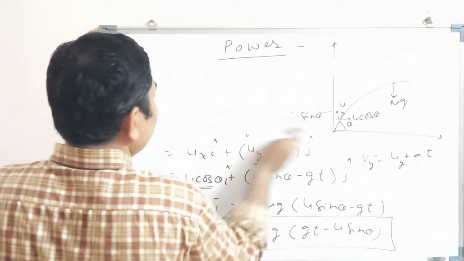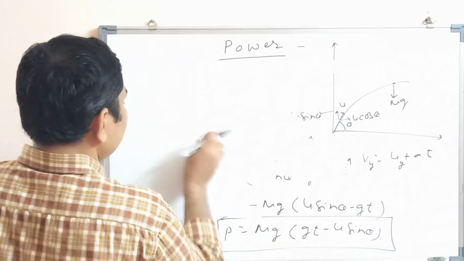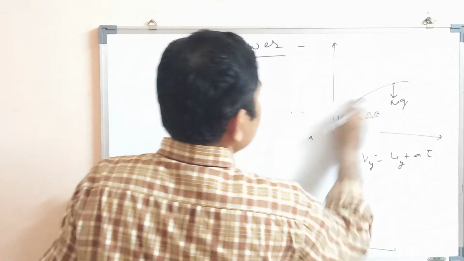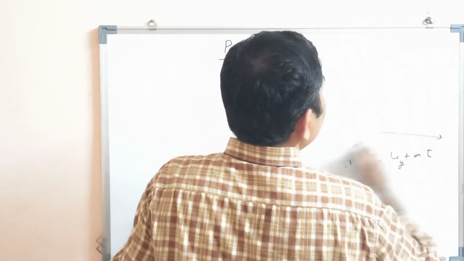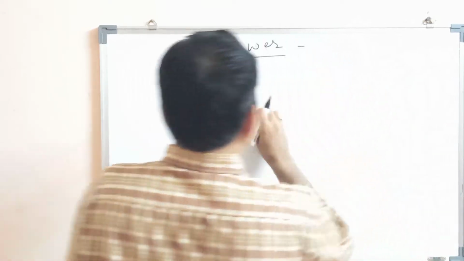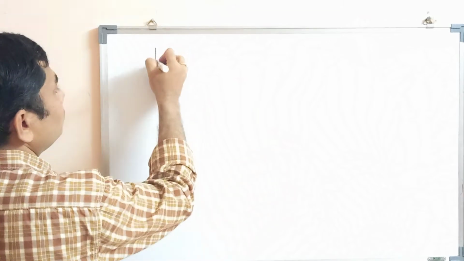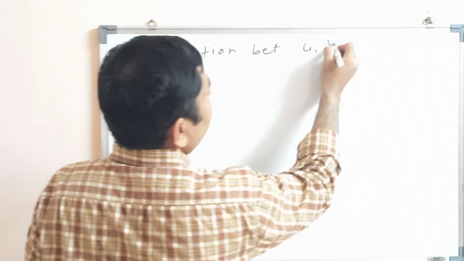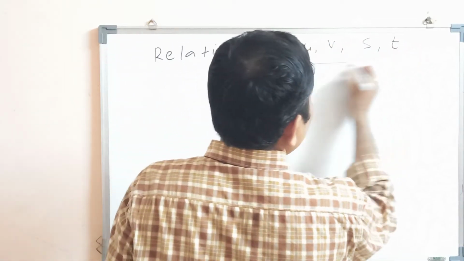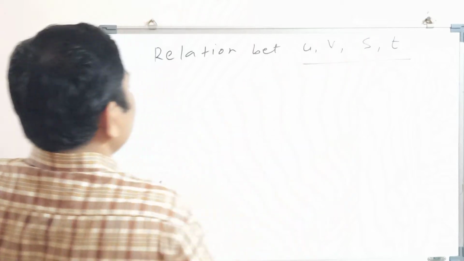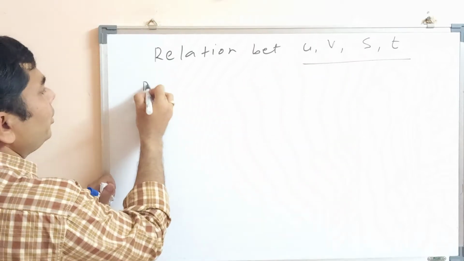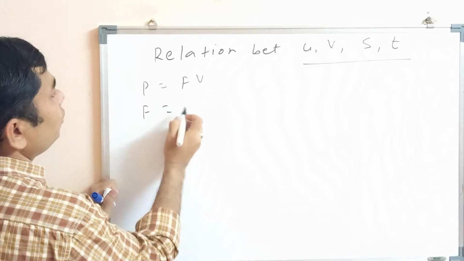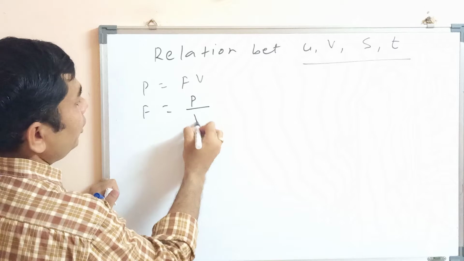Now another thing that we want to understand is the relation between different quantities, that is initial velocity, final velocity, displacement and time. Now we know that power P is equal to F into V. So therefore F will be equal to P divided by V.